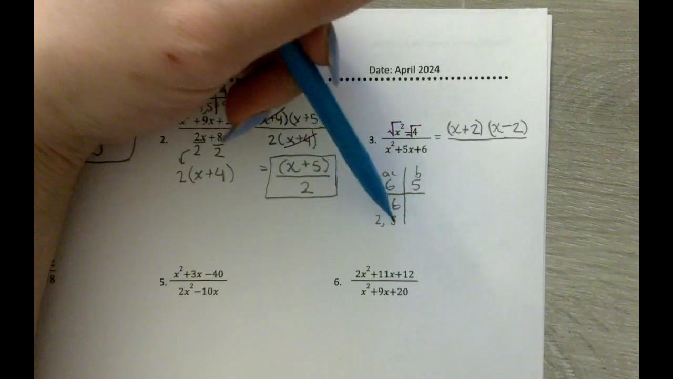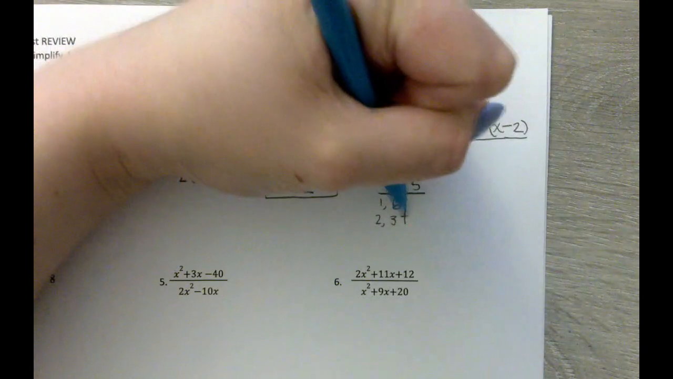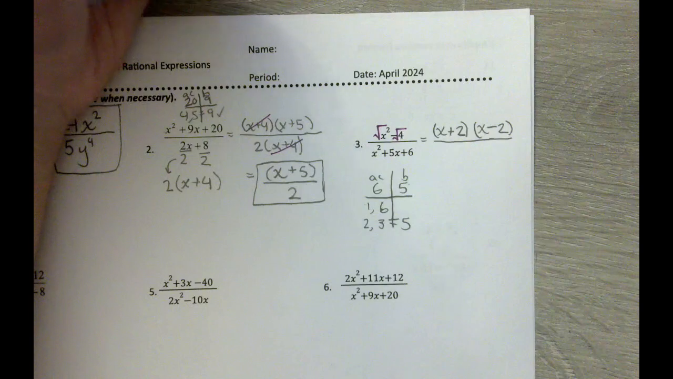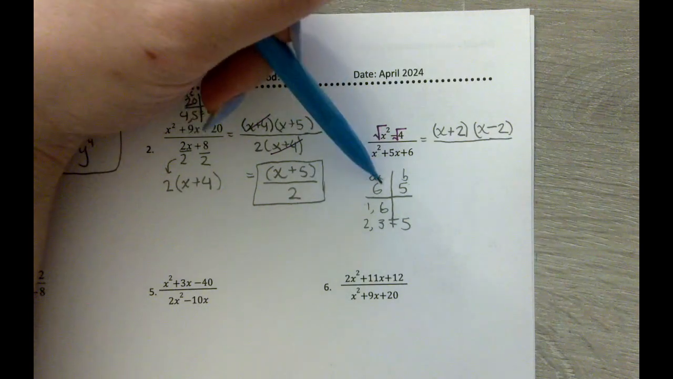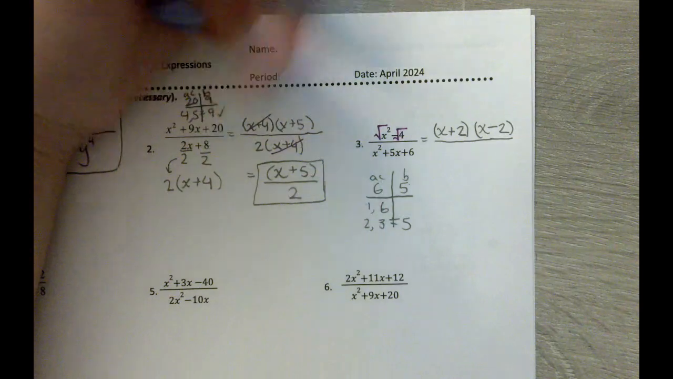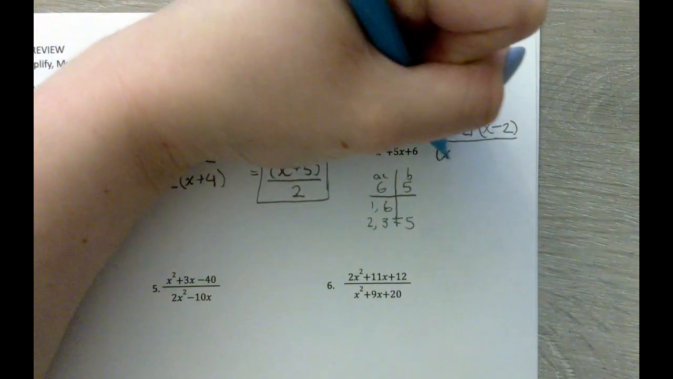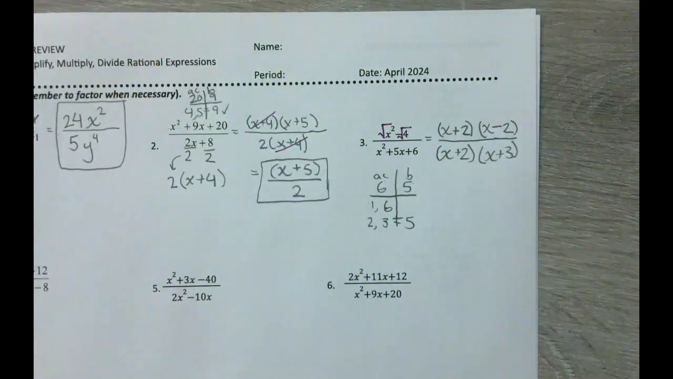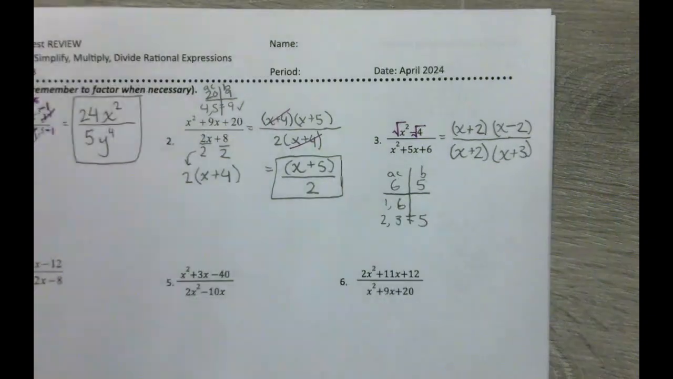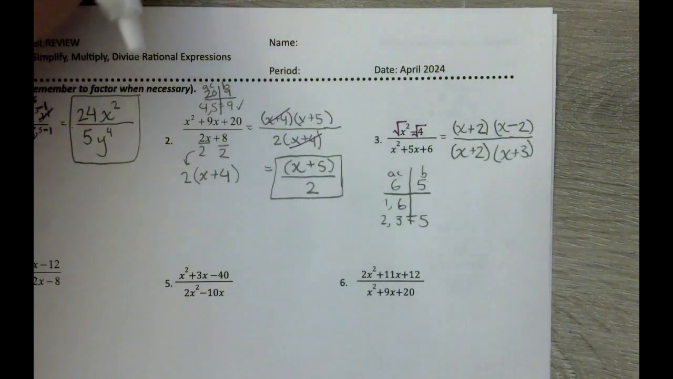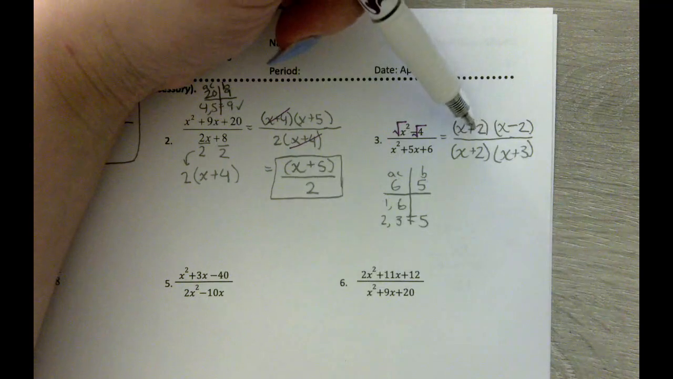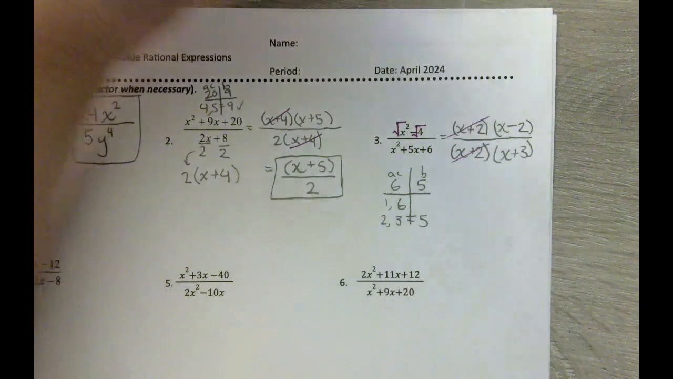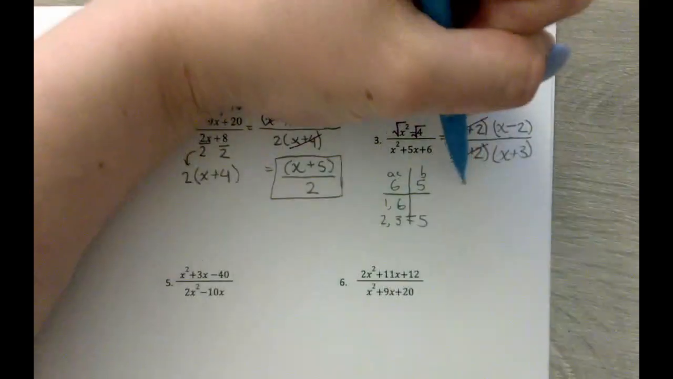So positive 2 and positive 3 will give me positive 5. To get 5 from 6 and 1, I'm going to have to do subtraction, and that will not give me a positive 6 when multiplied. So 2 and 3 are the factors I need this time. X plus 2 and x plus 3 are my new factors, so we'll go on the bottom. From here, it's just canceling things. I have an x plus 2 on top and bottom, so it's going to cancel out. X minus 2 on top, x plus 3 on bottom, can't do anything with that, so that is my answer.